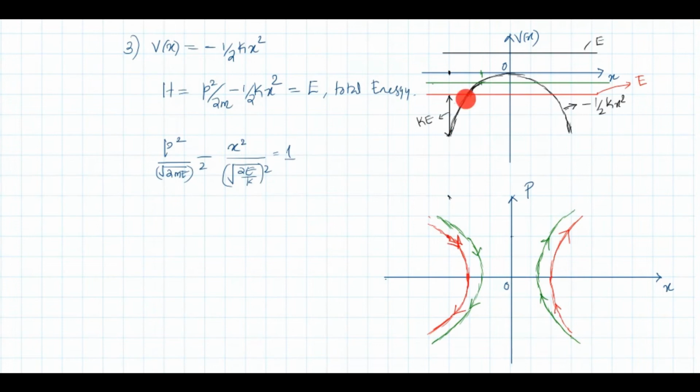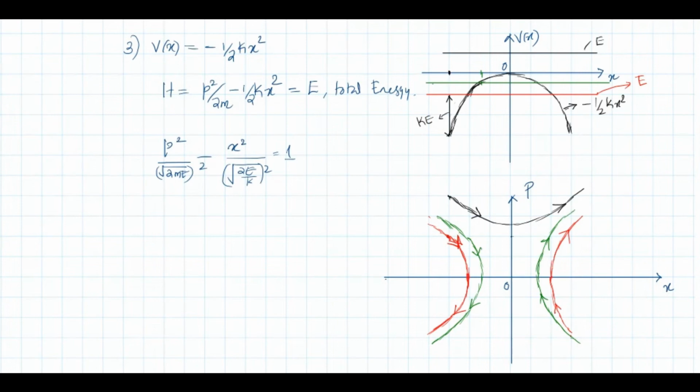It is not possible to climb up the hill. If you consider this as a hill, the particle with the red energy can go only up to this point. The green one can go up to this point. If the energy is a little higher, it can go to some more height. But if you have a positive energy, you can climb up the hill and go to the other side. So the diagram will be something like this. It will come from here and go to the other side.